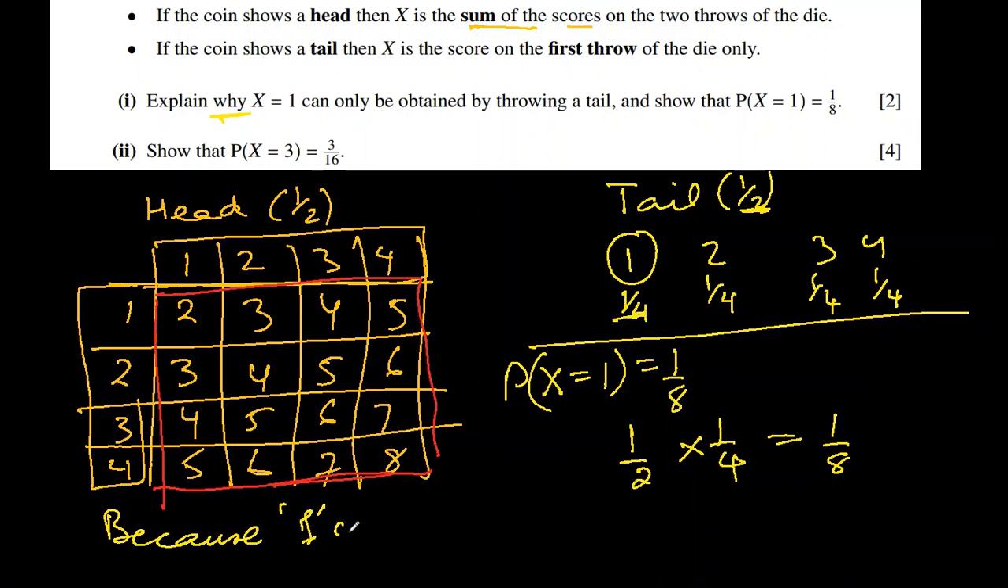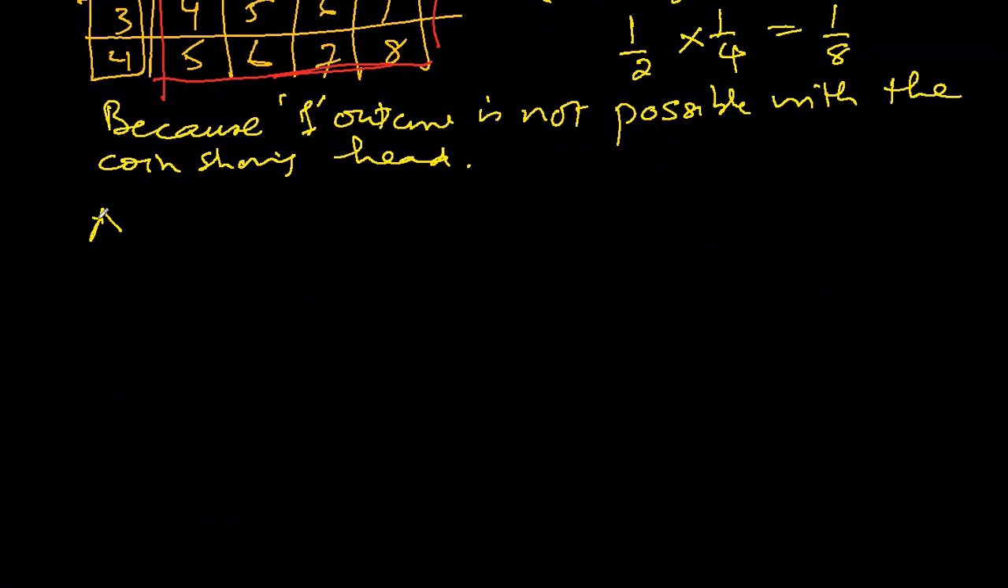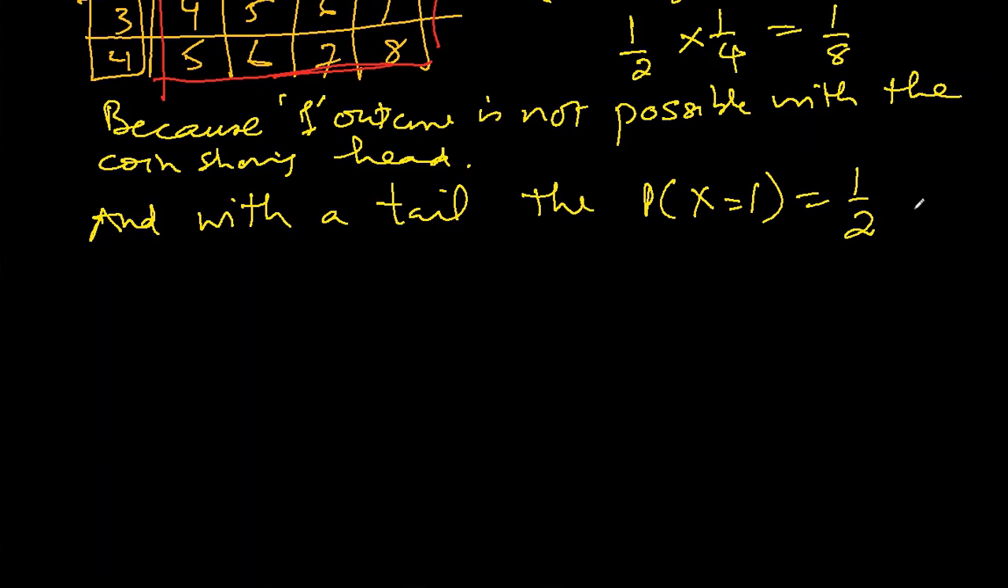the outcome 1 is not possible with the coin showing head. And with a tail, the probability of X equal to 1 is 1/2, the probability of tail, multiplied by 1/4, the probability of 1, which is 1/8. Let's move on to the second part of the same question.